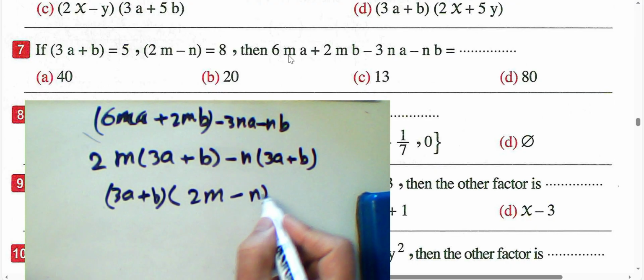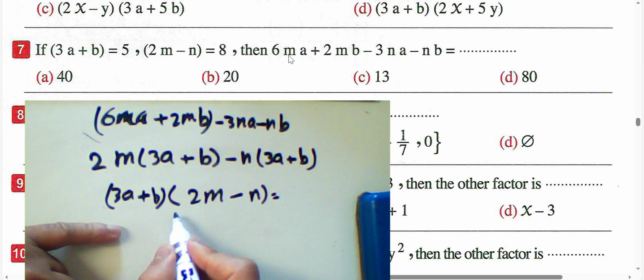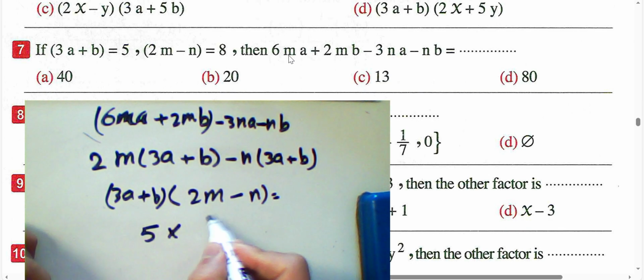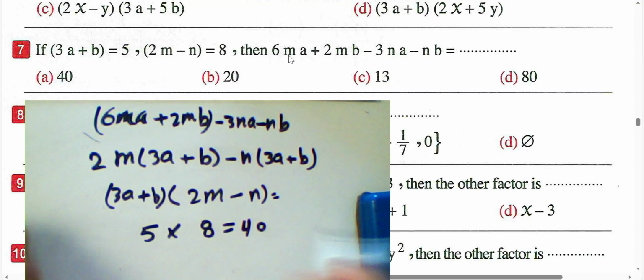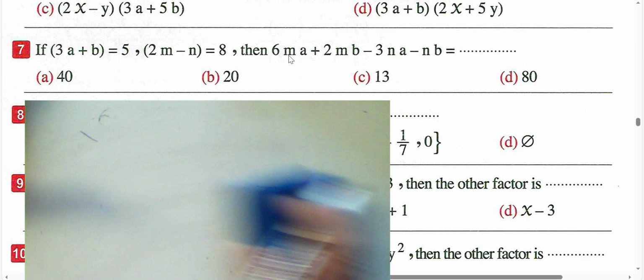Okay. Then the value of this expression 3a plus b equals 5. And 2m minus n was 8. He gave me this information in the question. Then the product between them equals 40. And the result here will be 40.